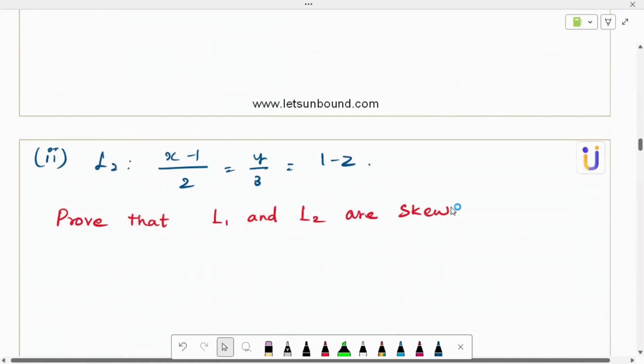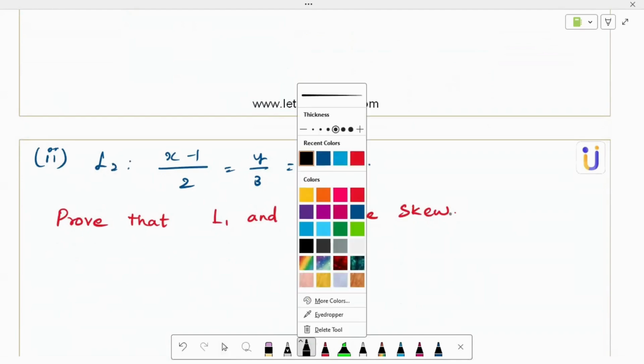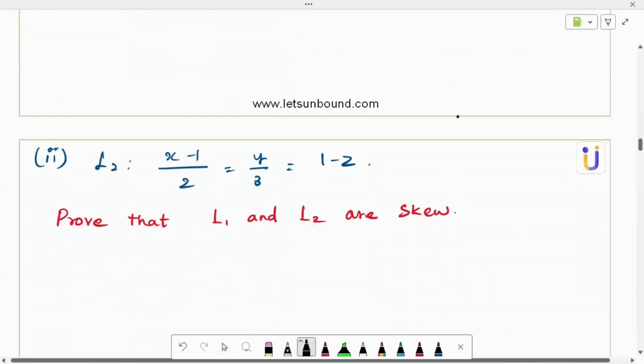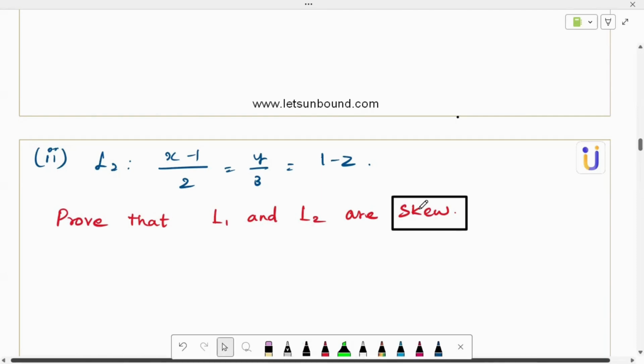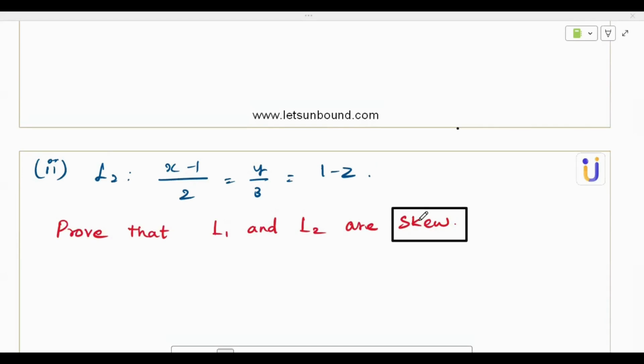Prove that L1 and L2 are skew. Okay, now we have to recall what skew lines are. Skew lines are lines that will be in different planes. They will not intersect. They will not be parallel. That's it. So we have to prove two things: they don't intersect, and they are not parallel, right? So first let's aim for not intersecting. Parallel is quite easy.